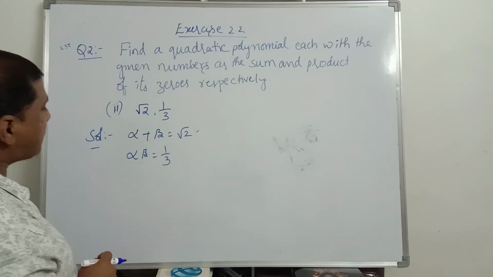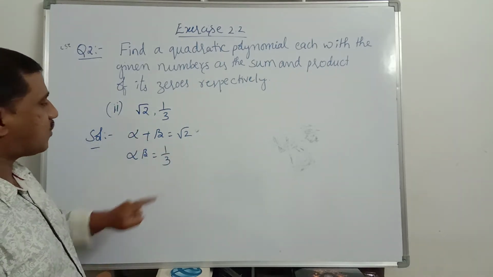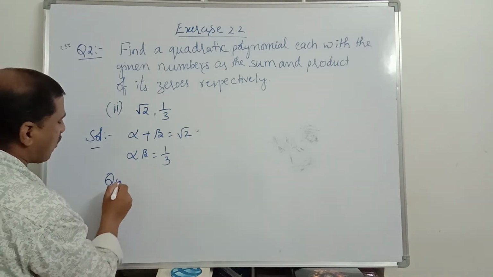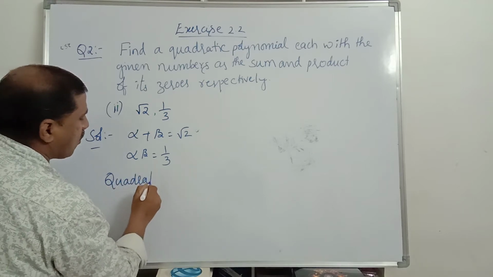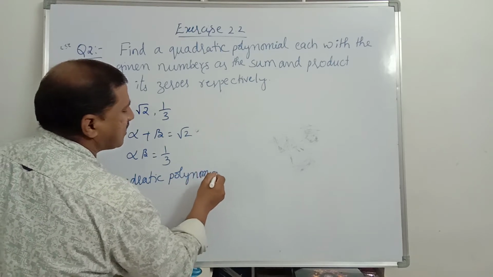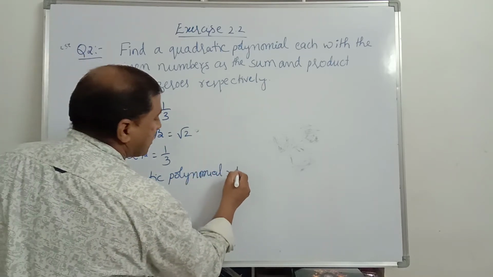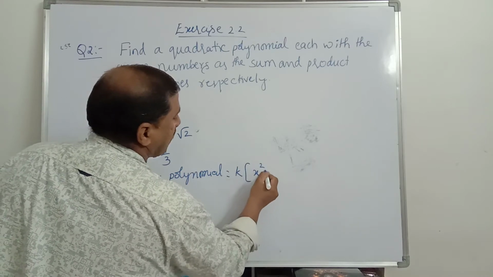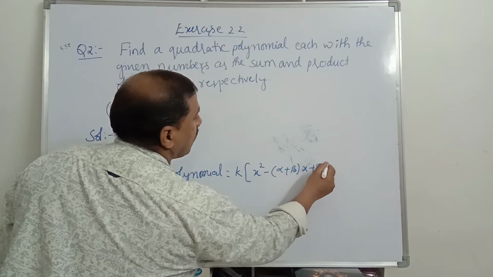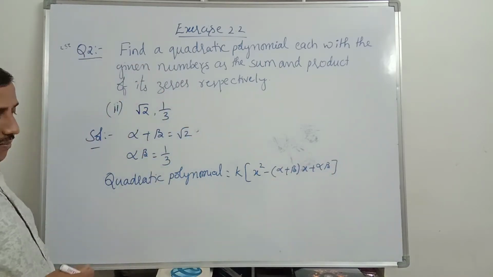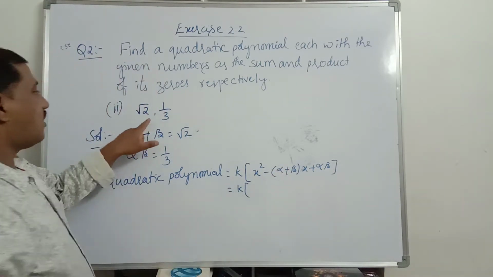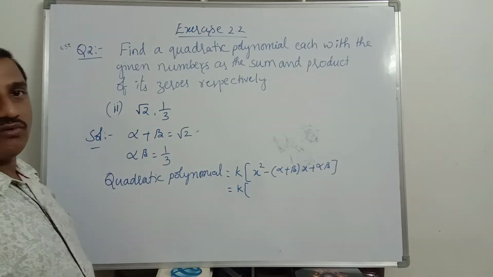So write the given data as alpha plus beta, that is the sum of the zeros, is equal to root 2. Product of the zeros is equal to 1 by 3. Now the required quadratic polynomial is equal to, what is the statement here? It is k into x square minus alpha plus beta into x plus alpha into beta. Now substitute alpha plus beta as root 2 and alpha into beta as 1 by 3.